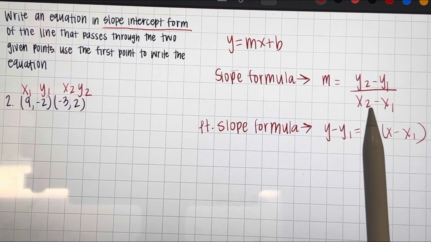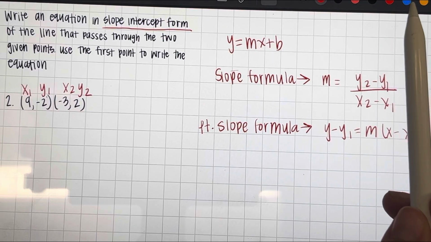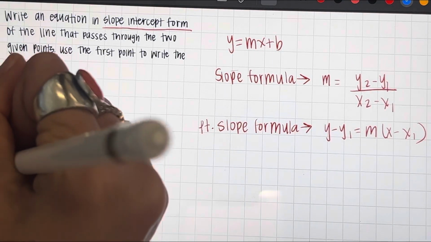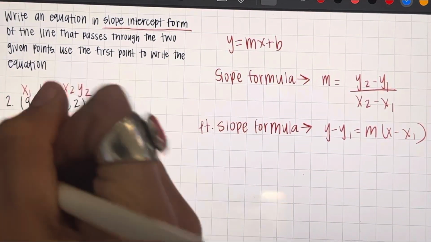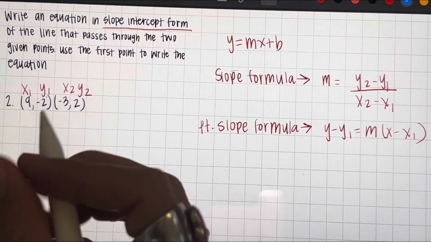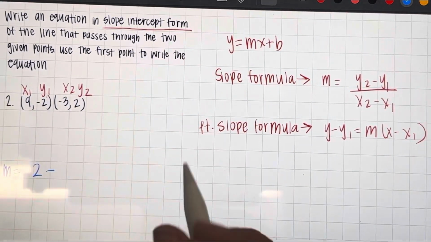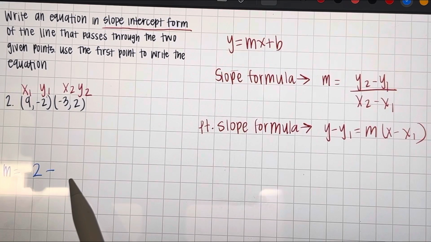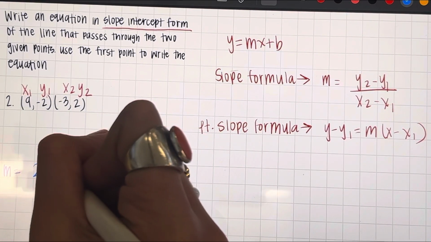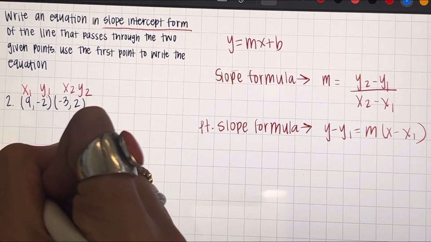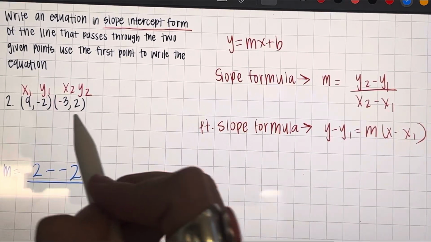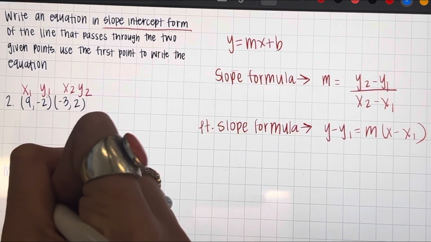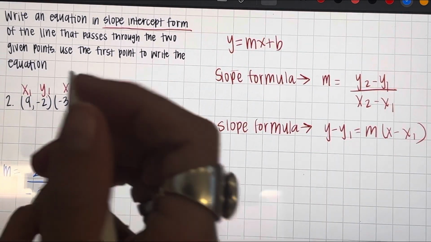Remember, we're using y2 minus y1 over x2 minus x1. So I'll come over here and I'll say m equals our y2, we see that it's a 2, minus our y1, which is a negative 2. Don't forget about your signs. We're subtracting by a negative 2 over x2, which is negative 3, minus 9.